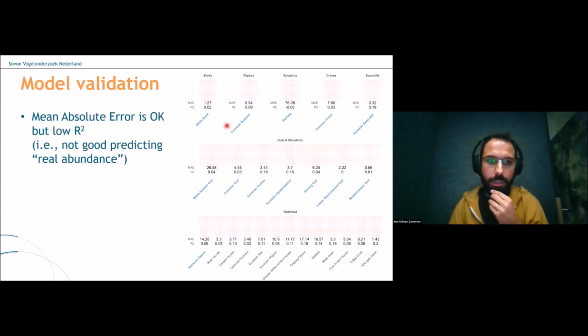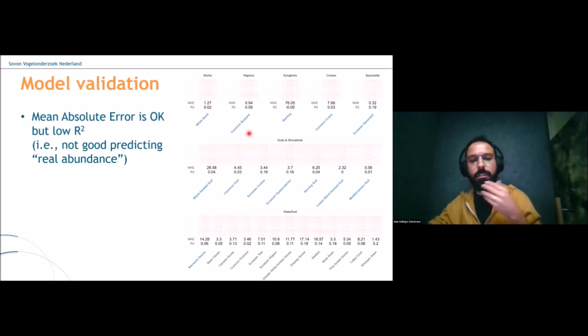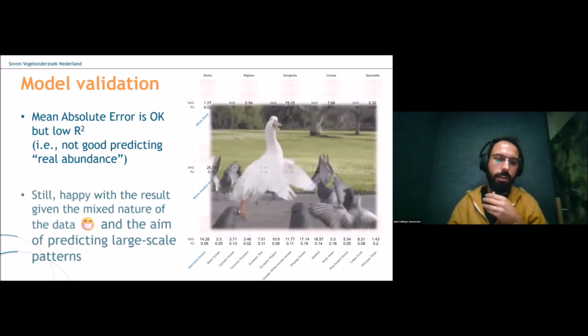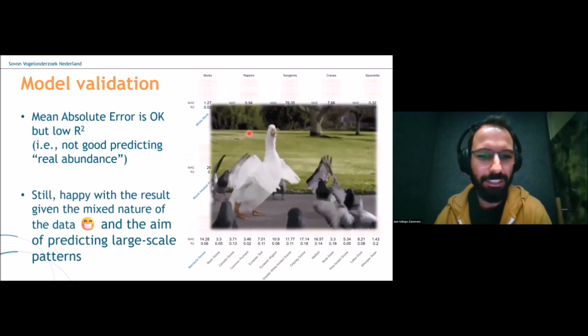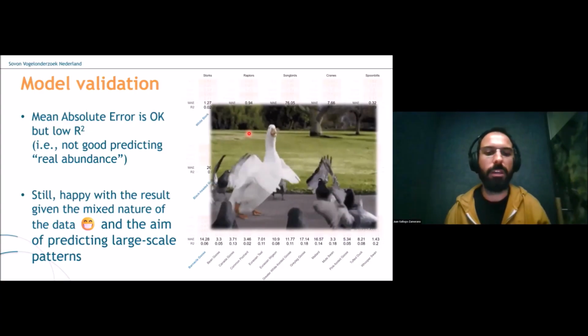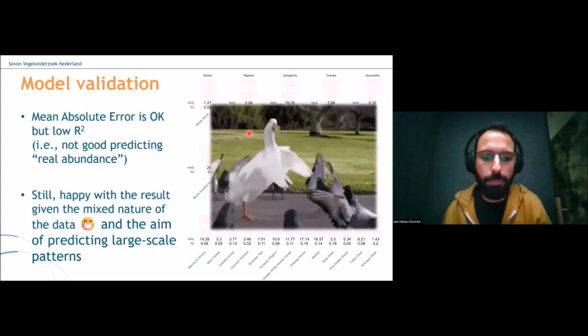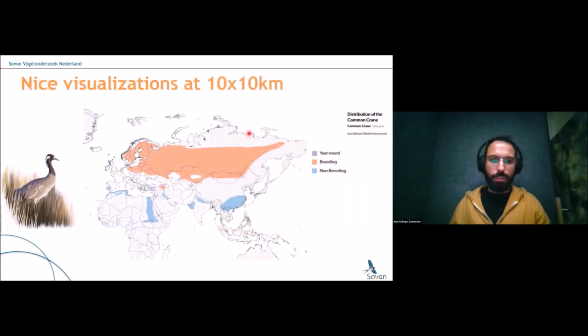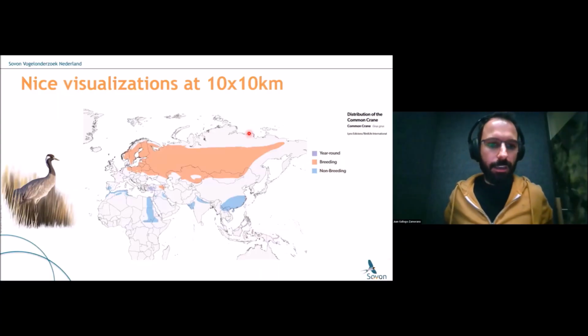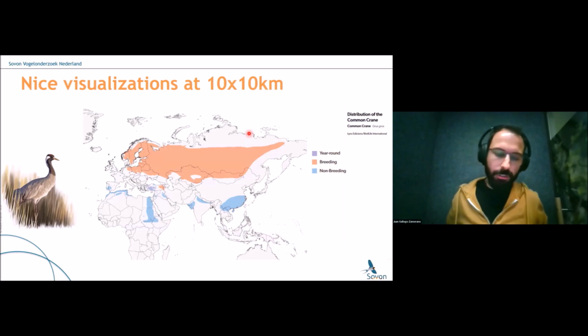Still, the mean absolute error was quite okay, so we don't deviate too much from the numbers that we see, but the R square is a bit too low, so that is again not really predicting the best of the abundances. Still, given the mixed nature of this data set, with millions and millions of observations and millions of models, we were really happy to see that the models were quite good. They are not perfect, but this is a very nice first step in this direction. Thanks to this, we can do nice visualizations, and here I will show you some examples of the result.